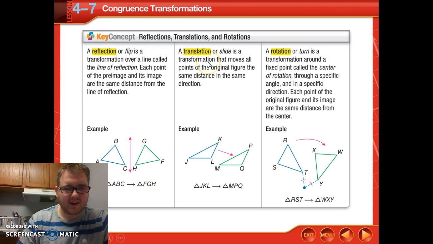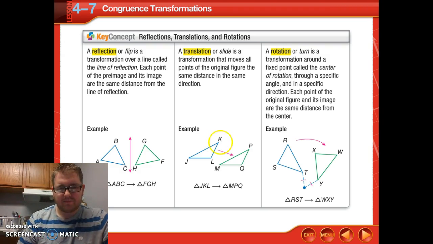The second type we're going to look at is a translation, which basically means we take the triangle and slide it up, down, left, right. And you can see here this triangle JKL, the pre-image, has been translated down and to the right, and then we have the image MPQ. And it's the same figure, it's just moved in a certain direction.